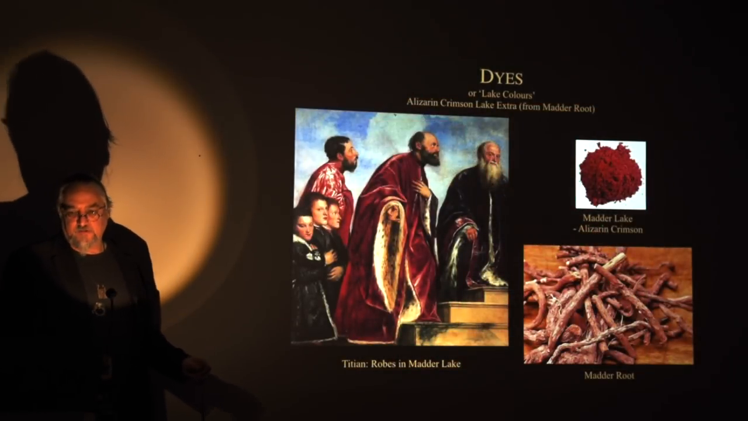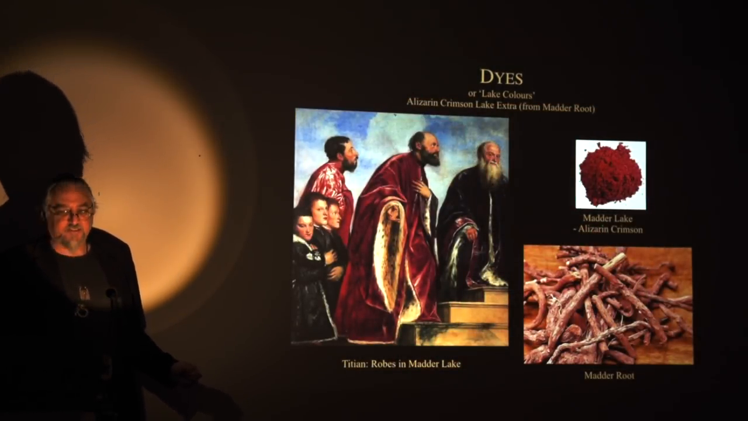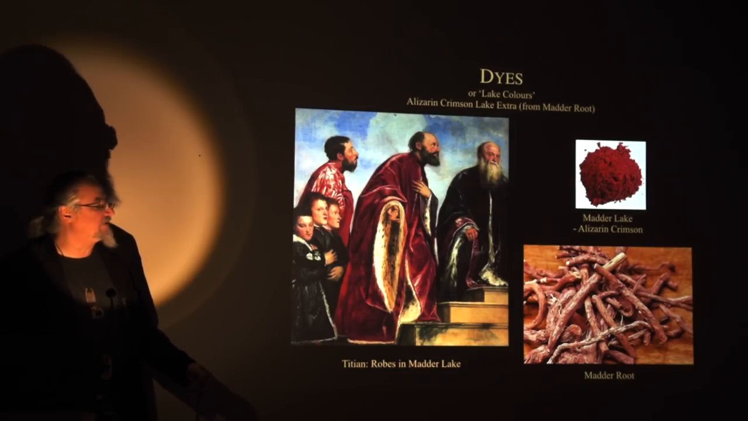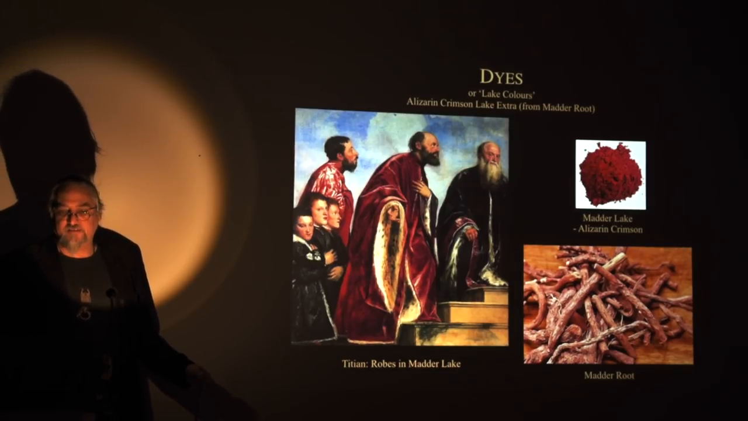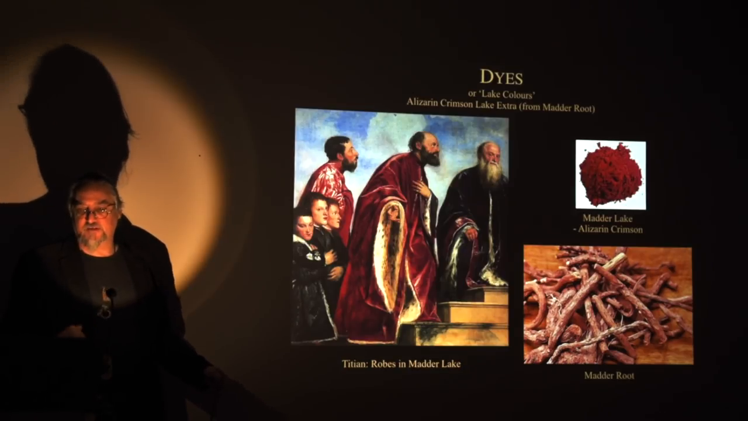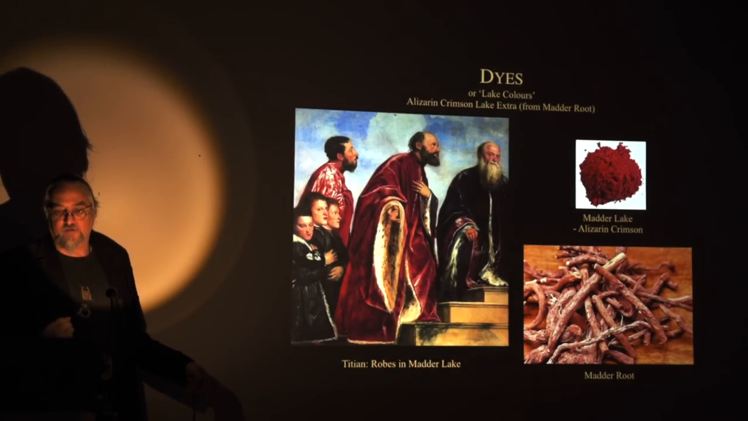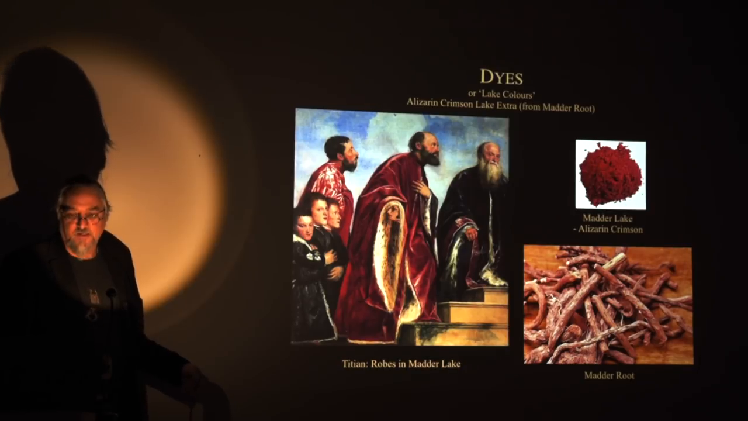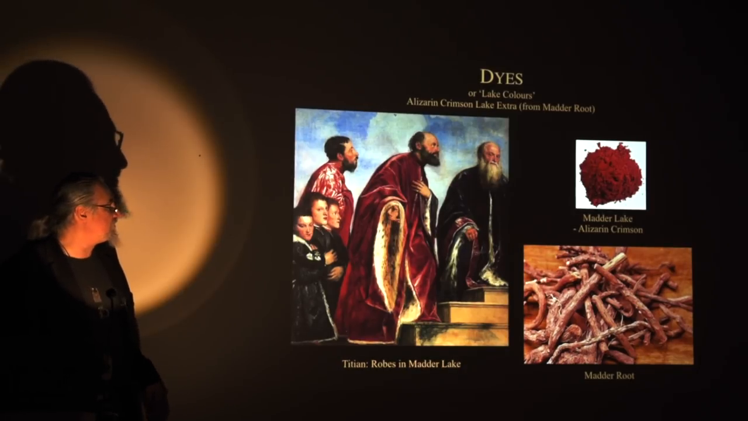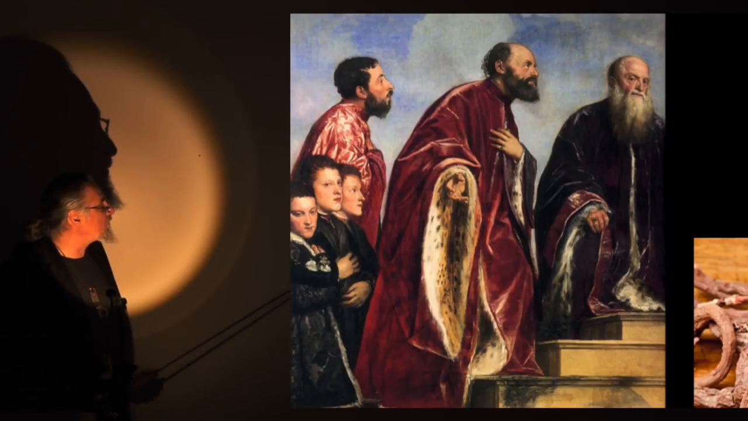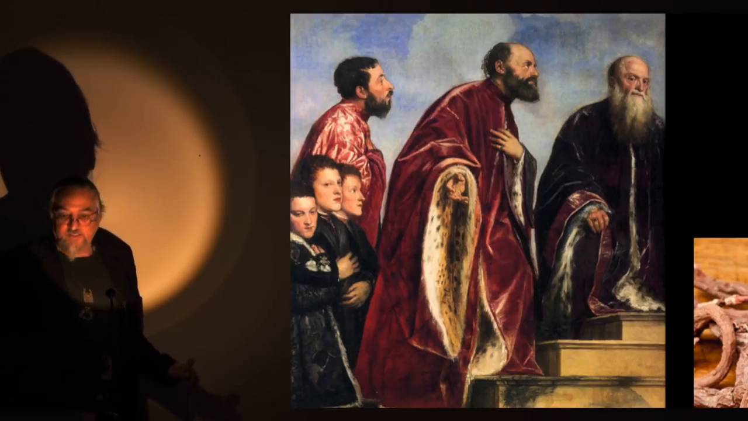Here is a good example now of madder lake coming from the madder root, a dye being extracted and then dried, ground in oil, and used in a paint to create the madder lake of this alizarin crimson. And it was then used by Titian to create these beautiful red robes that you see here, even though it was not very light fast.